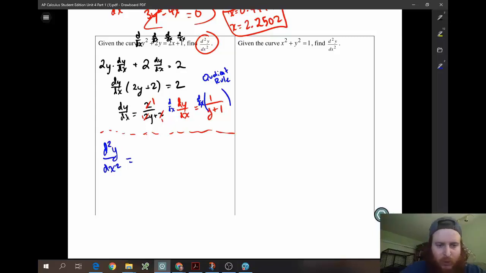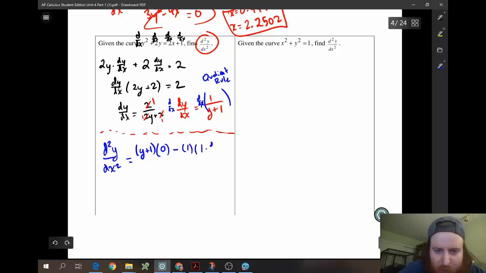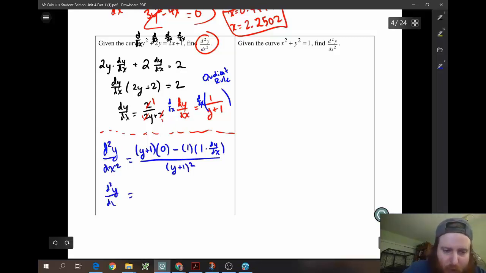On the right side, we're going to do quotient rule. So low, y plus 1 stays alone. We don't put dy/dx because it's staying, right? y plus 1. Now, low d high. What's the derivative on top? The derivative of 1 is 0. Minus high, which is 1, d low. The derivative of y plus 1 is 1 times dy/dx, because there's a y there. We were doing the derivative of a y. All divided by y plus 1 squared. And so we end up with d squared y over dx squared equals negative dy/dx over y plus 1 squared.